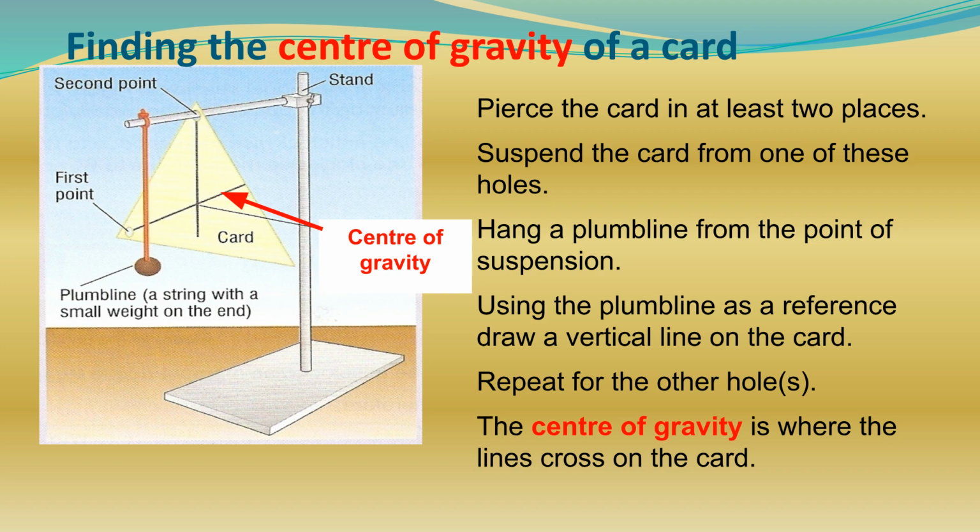To find the center of gravity of a card, pierce it in at least 2 places and suspend it. Using a plumb line, draw a vertical line on the card. Repeat this process for all holes. The center of gravity is where these lines cross.